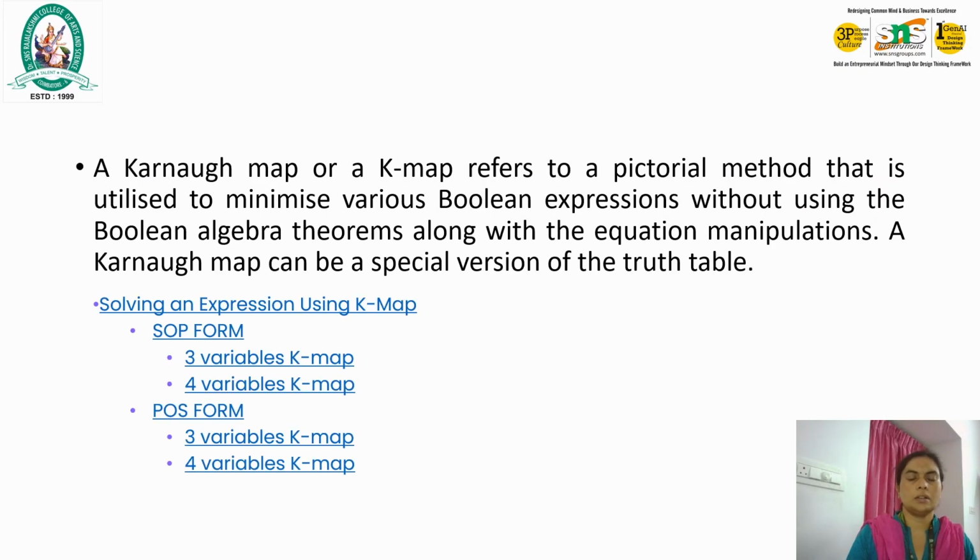The most popular simplification technique we are going to see is the Karnaugh map, also known as the K-map, which is used to minimize Boolean expressions through equation manipulation. The K-map comes in special versions, representing the truth table format. The expressions are in SOP form and POS form. SOP is sum of products form, which works on 3 variable K-maps and 4 variable K-maps. Product of sums also works on 3 variable and 4 variable K-maps. These are the two popular forms used in the Karnaugh map.